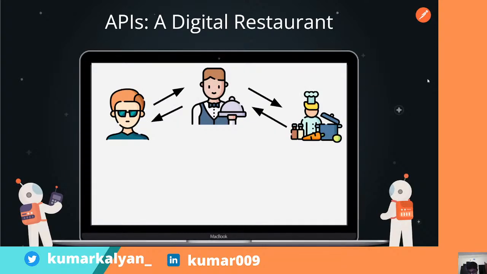So to make you understand these things more deeply, let's take an example of a digital restaurant, right? We all love restaurants. We all must have visited once in a life. And don't lie to me. Everyone has visited a restaurant, right? And I frequently visit them. Okay, just kidding.